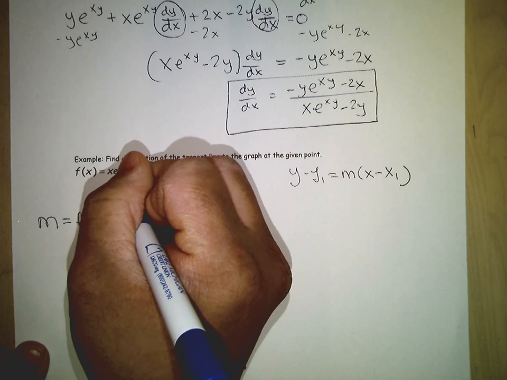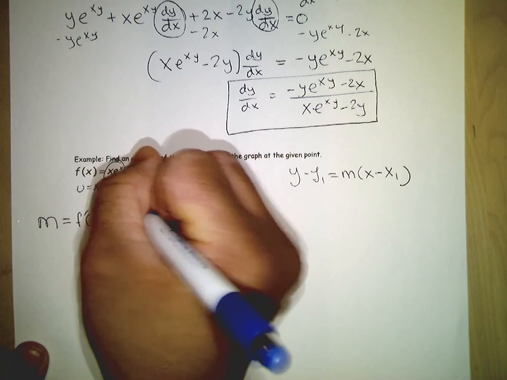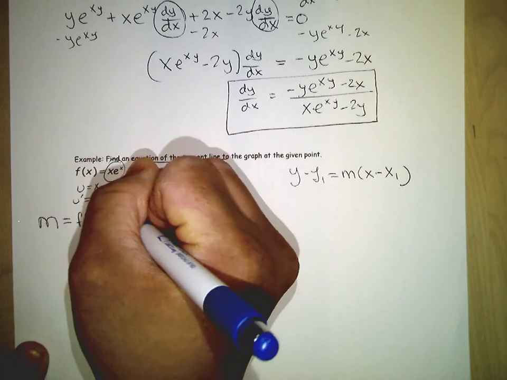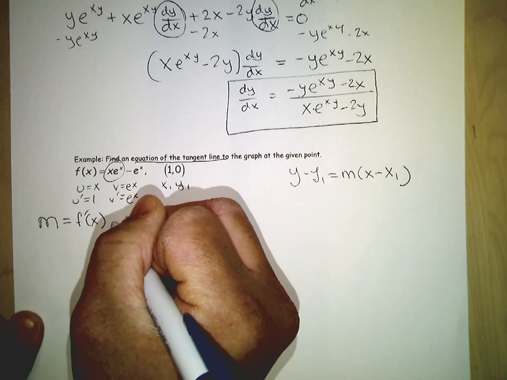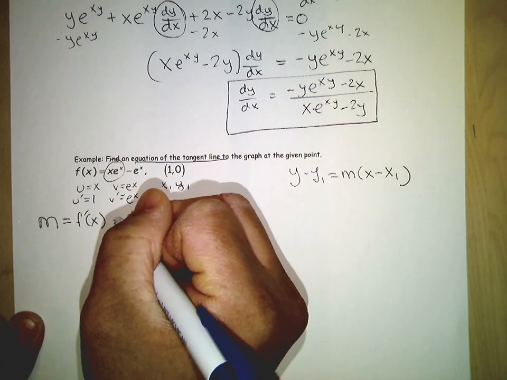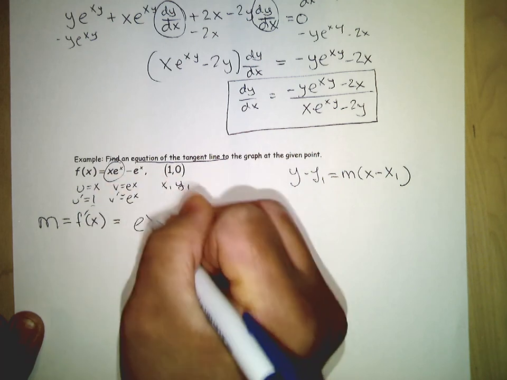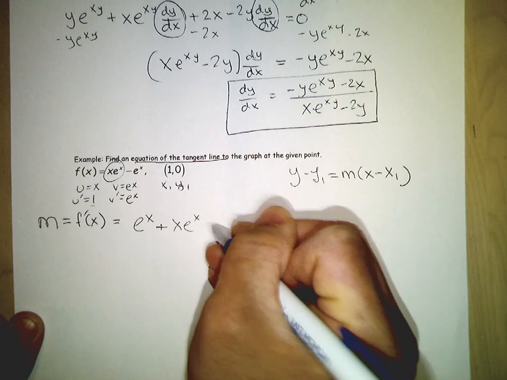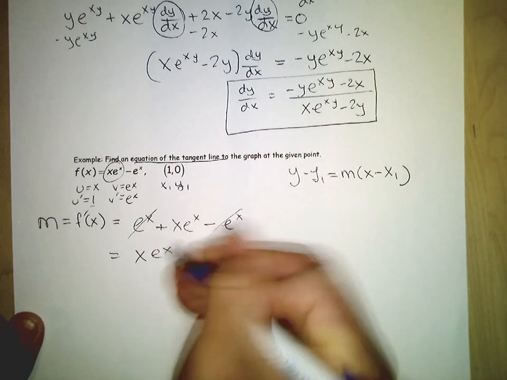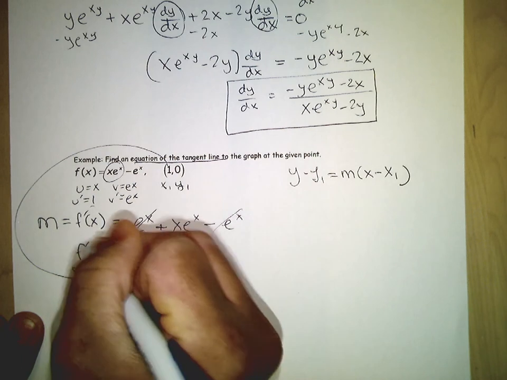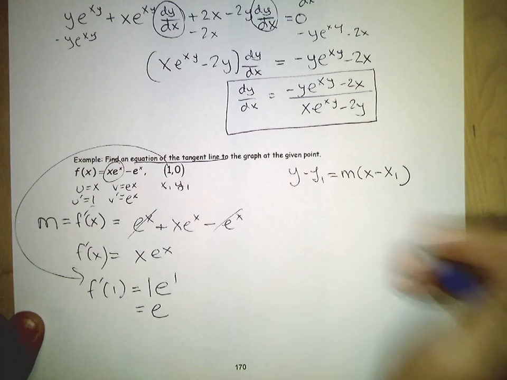So we need to here use the product rule. So u is x, v is e to the x, u prime is 1, v prime is e to the x, and then we need the derivative of e to the x. So this will end up being e to the x. So if we use the product rule, we have 1 times e to the x plus x times e to the x minus e to the x. The e to the x cancels out, so I have x e to the x. And then if I want the slope of the tangent line at x equals 1, I have 1 times e to the 1, which is e.